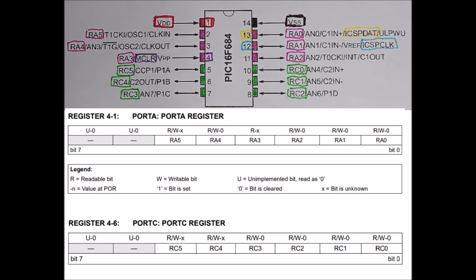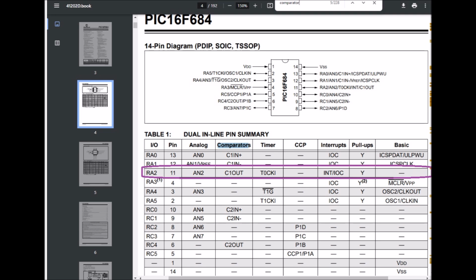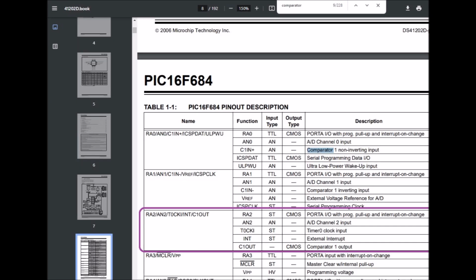Digital I/O. Configured as digital I/O pins, they can be used to read or write binary values, 0 or 1. Analog functions. Certain pins, RA0 to RA4, can be configured as analog inputs for the ADC module. RA2 can serve as a voltage reference input for the comparator.